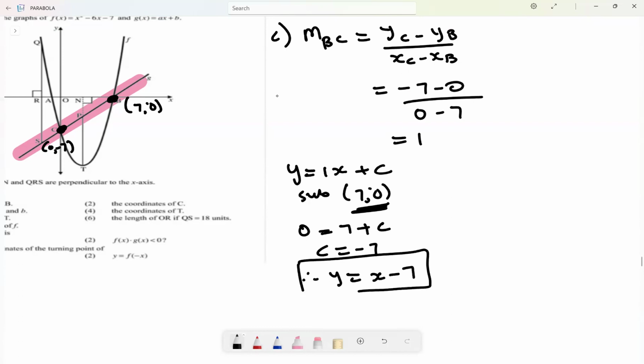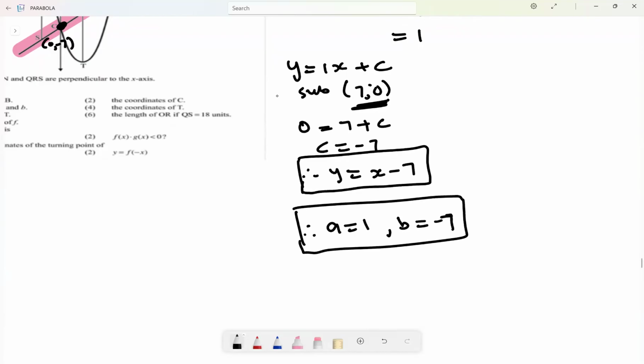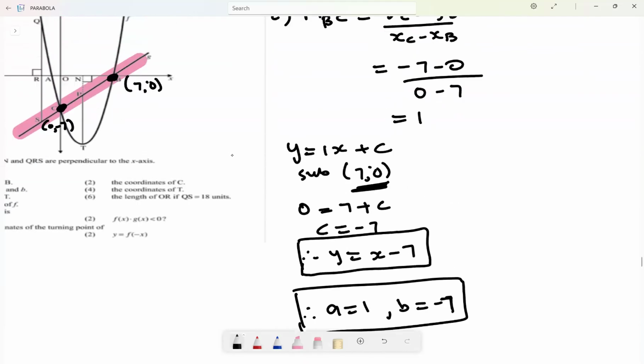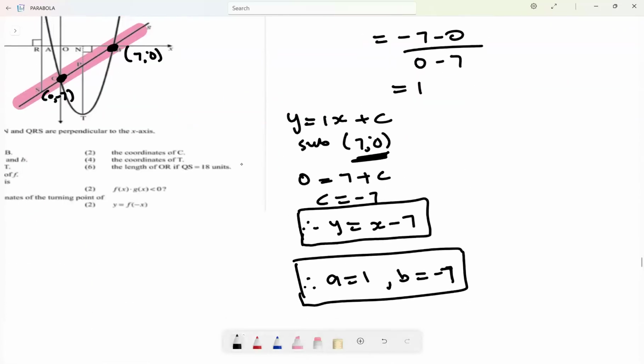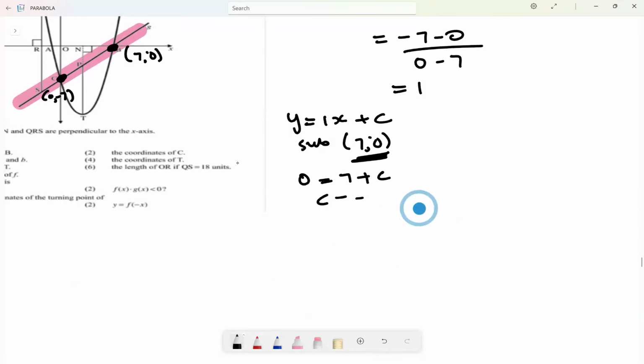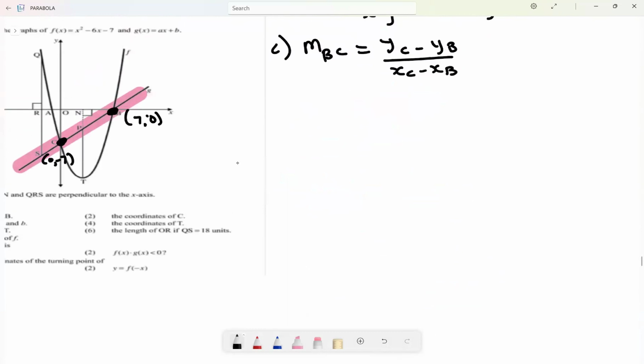So if this is the equation, what is the value of a then? Therefore, the value of a, remember a was here, it is 1, and the value of b is -7. This is us answering the question, basically. Okay? That's that for a and b. Let's quickly erase this and move on to the next question.